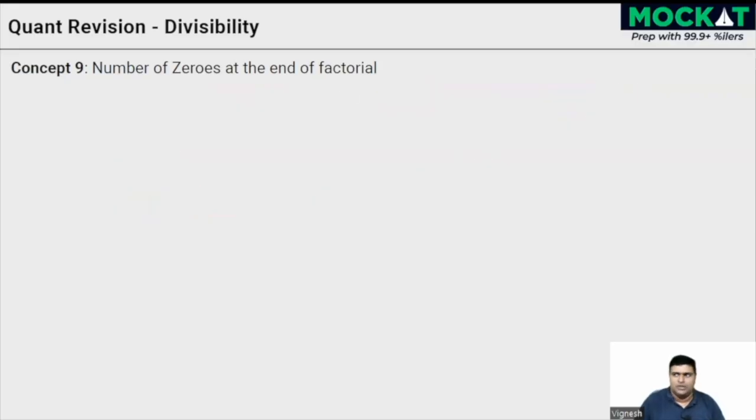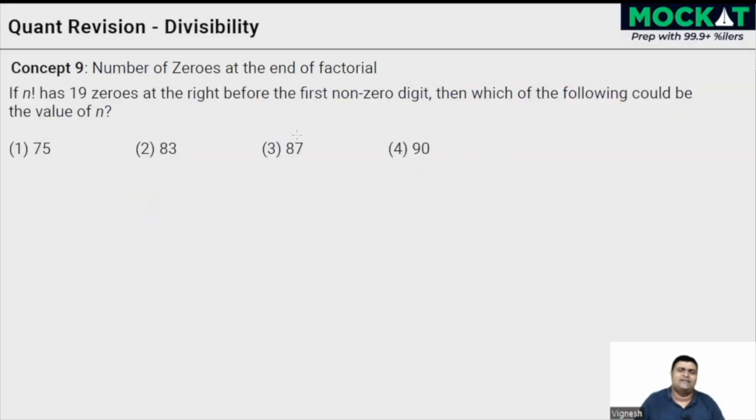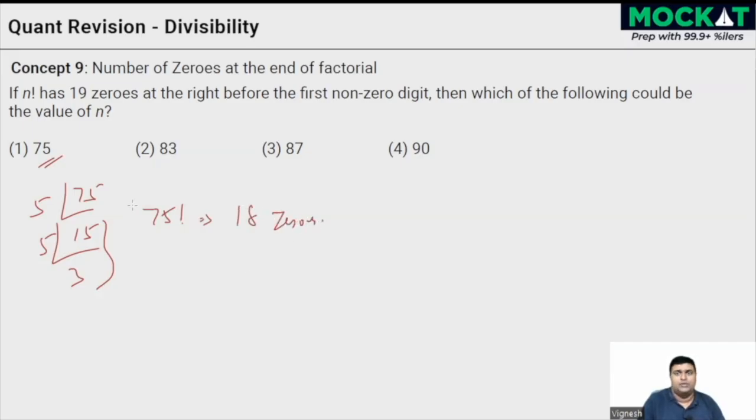Yep. Okay. But I had a lesson example, made this question supposed to be a little complex, which can turn up. Something like this can come up. If n factorial has 19 zeros at the right before the first non-zero digit, which of the following could be the value of n? When you have options over here, start with something and substitute. So 75, divide by 5, we get 15. Divide by 5, we get 3. How many zeros in 75 factorial? It has 18 zeros, right?